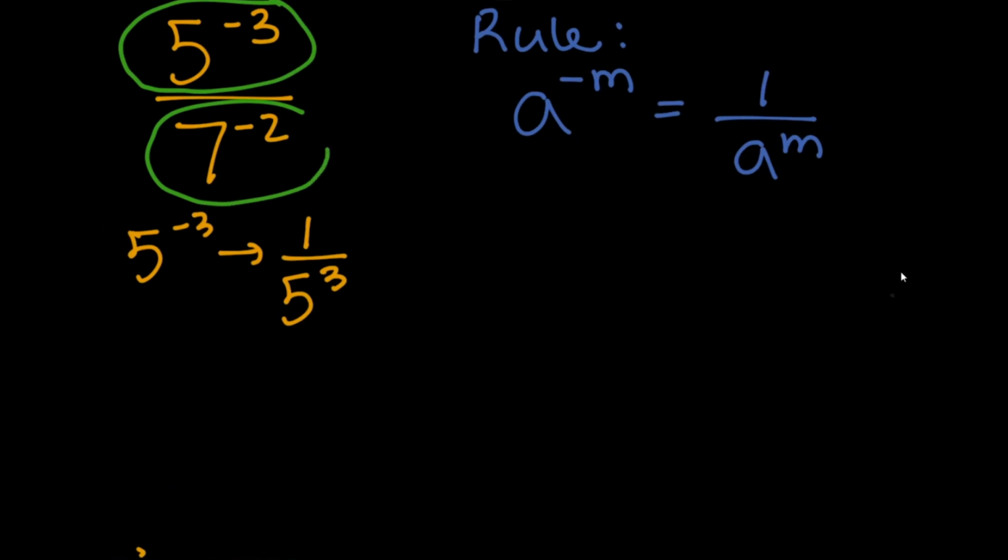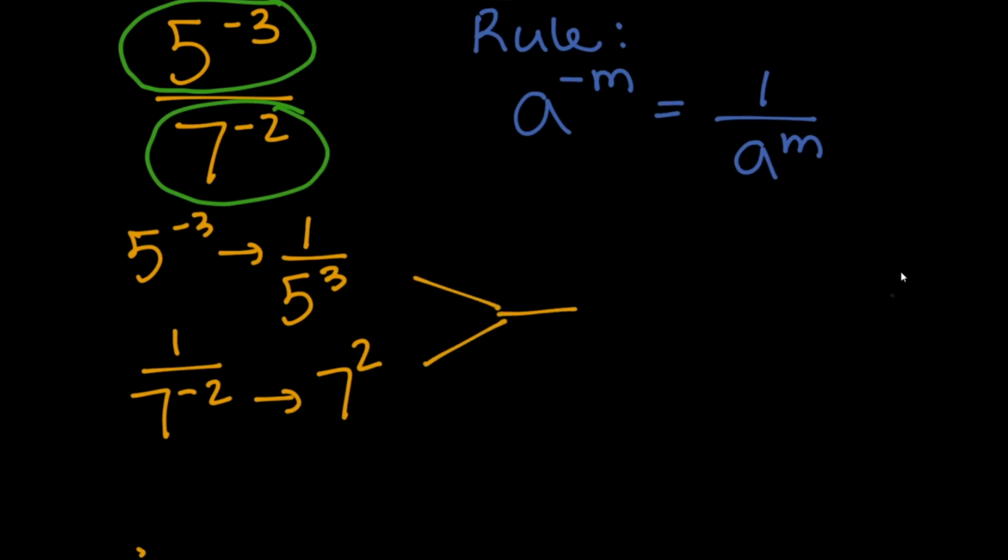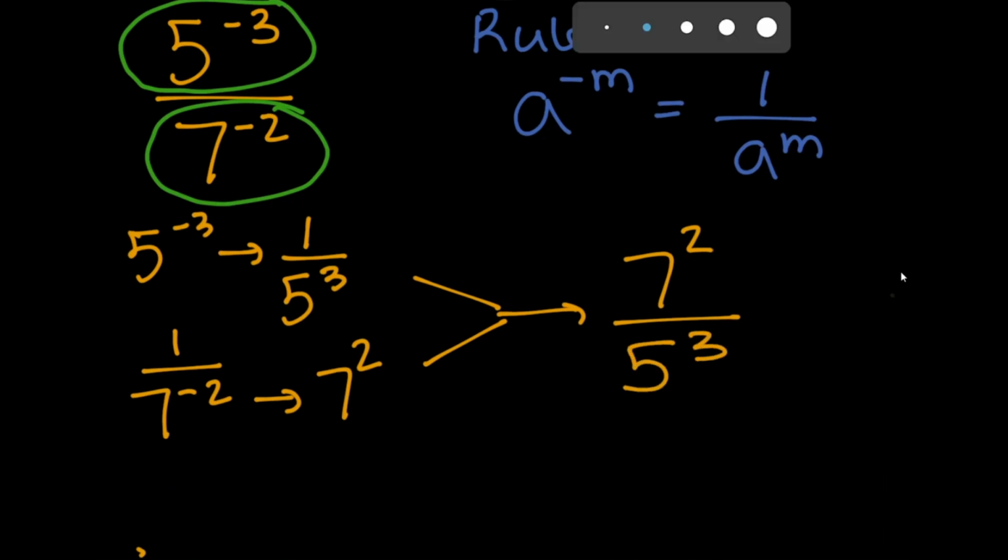And then our 7 to the negative 2 is going to be rewritten as 7 to the power of 2. So then when we combine these together, we will get 7 to the power of 2 divided by 5 to the power of 3.